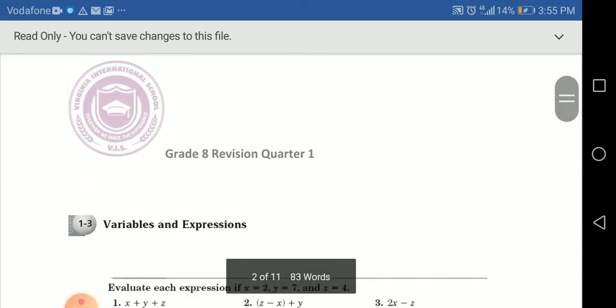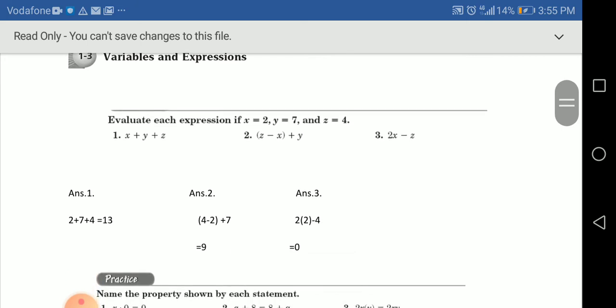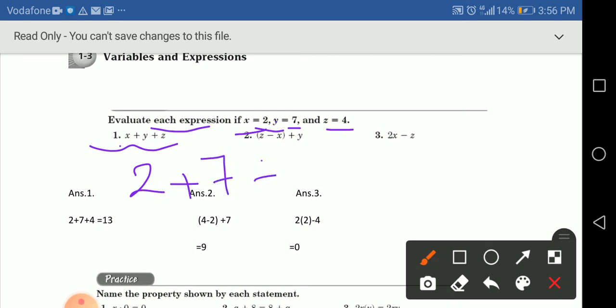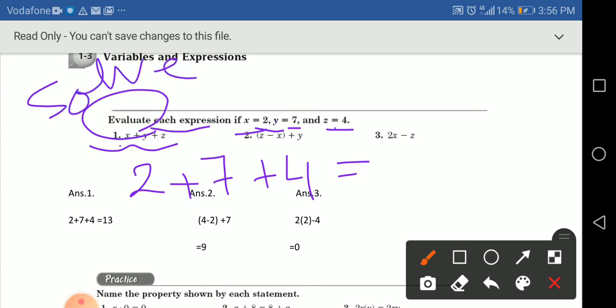Remember that we have taken before the variables and expressions. When I say evaluate each expression, I give you x equals 2, y equals 7, z equals 4. The variables here are letters that express a value given to you. So x plus y plus z: instead of x I write 2, instead of y I write 7, instead of z I write 4. Then solve, because evaluate means what? Evaluate means solve. So the answer is 13.